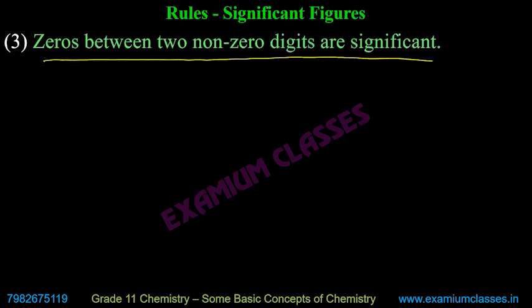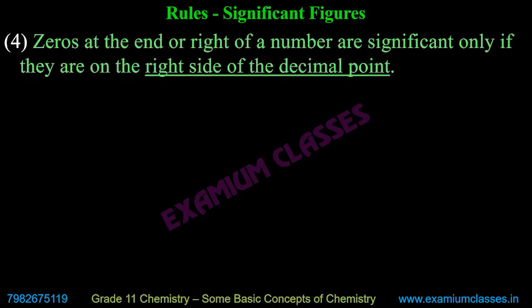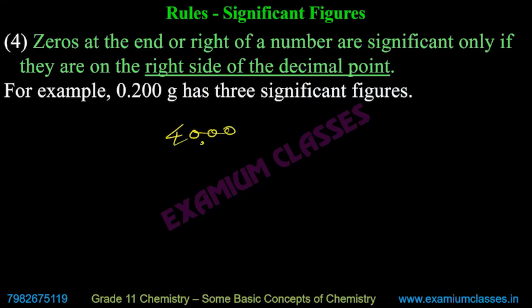Zeros between two non-zero digits are always significant. So this is something I have already told you. If I write 2.005, all four are significant. Even if I have written 2005, all four are significant. Zeros at the end or right of a number are significant. This is the one which I said, that the zeros will be significant if these are after the decimal. So 0.200, these two will become significant. If I write 200, it has only one significant figure. If I write 0.200, it has three significant figures.